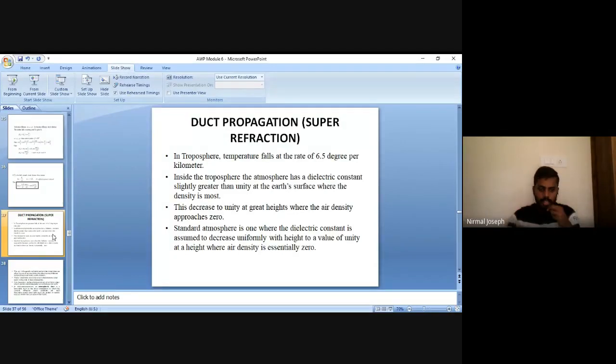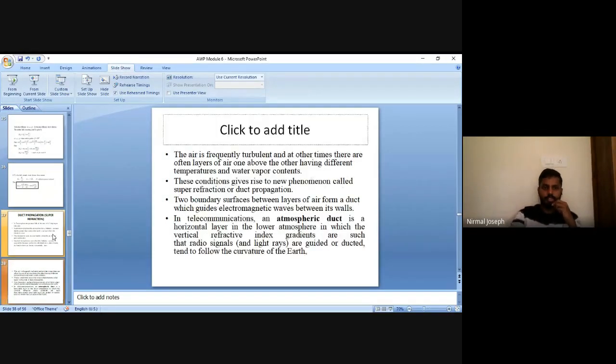But there can be some changes. The air is frequently turbulent and at other times there are often layers of air, one above the other, having different temperatures and water vapor contents. The air is turbulent, which means the air is always in motion. It is not always constant, with one layer lying above the other. So in some cases these things can change, and in some cases even an inversion of temperature can happen.